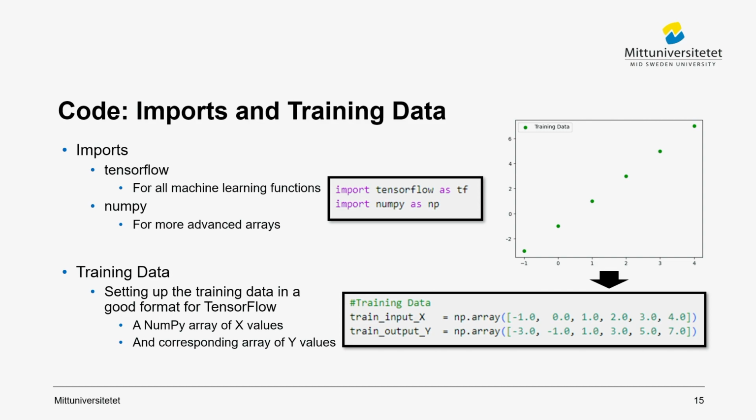So you see here that we will have an array of 5 X values and their corresponding Y values, so that at -1 X, the Y should be -3, for example. And then we have our training data set up for TensorFlow to make use of.